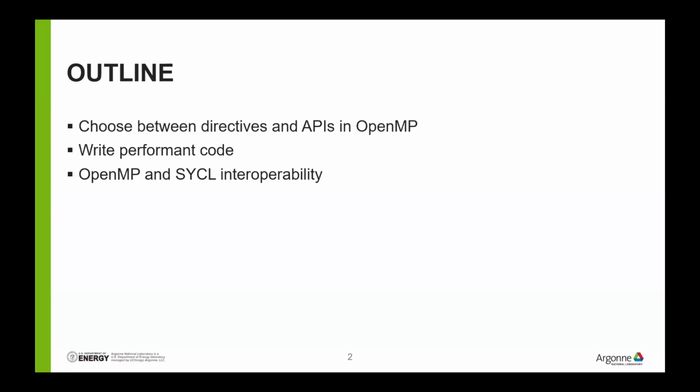And the last part: the above two parts actually apply to both the Polaris machine and the Aurora machine. But the last one is specific to the Aurora machine because it's SYCL, directly using SYCL, and a lot of them are Intel extensions.